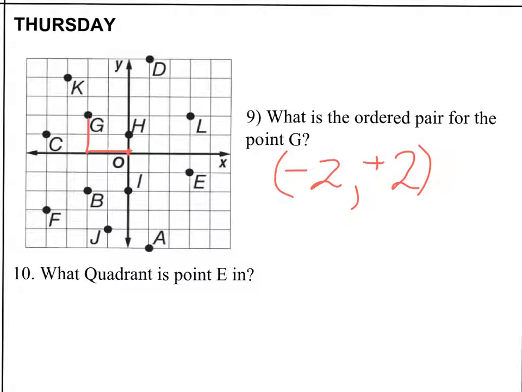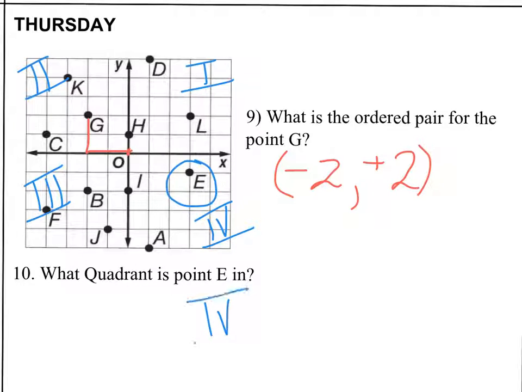Number 10 is asking about quadrants. So I'm going to locate point E. And remember, just like on your homework problems, the quadrants are 1 through 4 in a counterclockwise direction. So letter E is in quadrant 4.